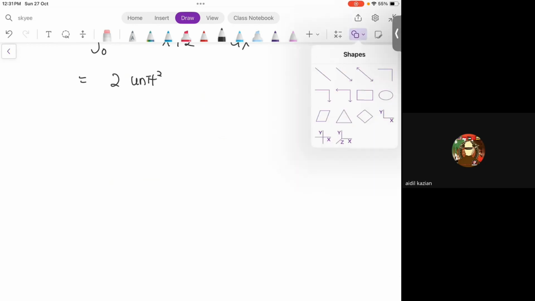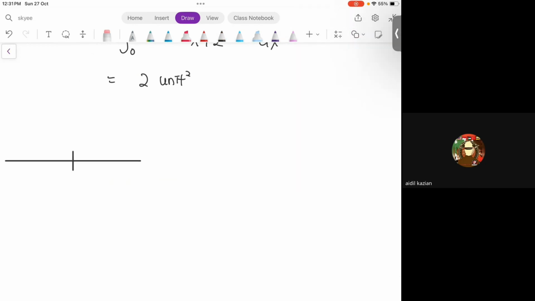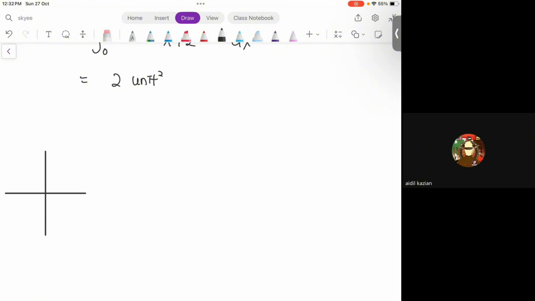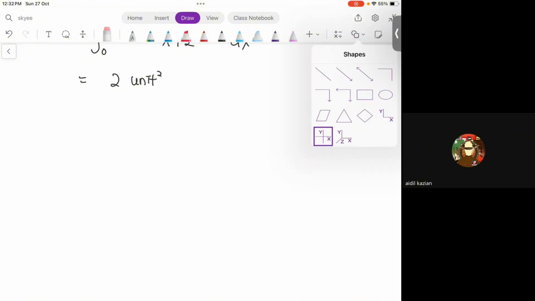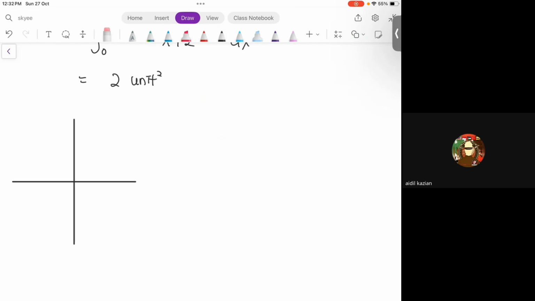Let's say we want to find the area of a square. Wait, let me erase it. I draw a square like this. If this point is 3, this point is 3, this point is 2, negative 2, and this is negative 3, using a double integral, this is the formula.